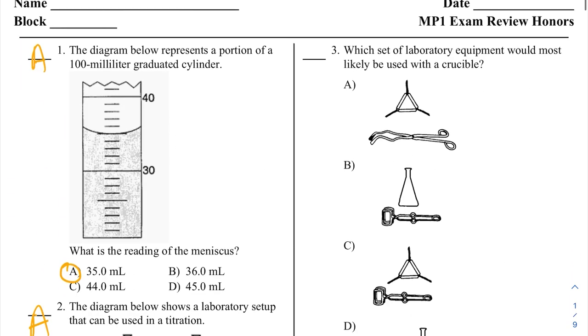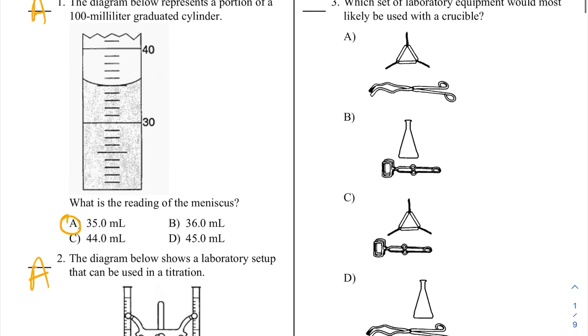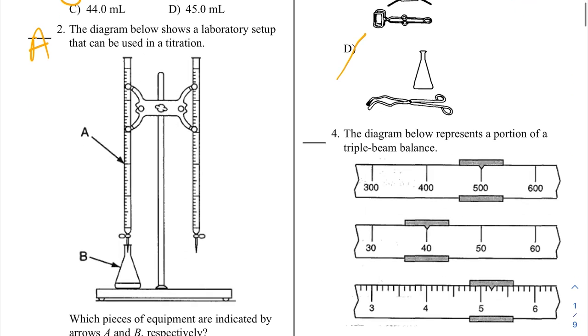Which set of laboratory equipment would most likely be used with a crucible? So a crucible is that tiny little cup thing, like an acorn. And so you would need to support that using the clay triangle. And what supports this is the crucible tongs, which are these. So once again, that is A, three A's in a row.